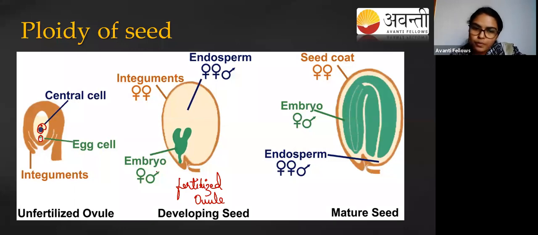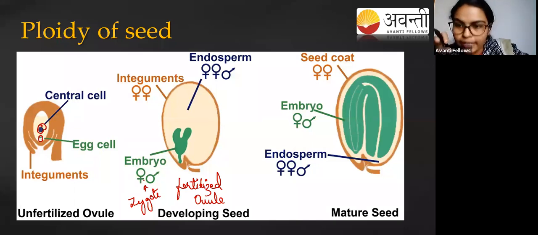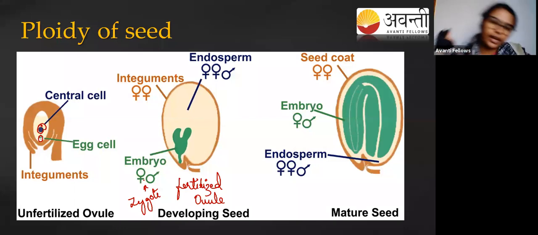So the embryo is obtained from what? Embryo is obtained from the zygote. So the zygote has the recombination of both male and female. Hence, the ploidy number is diploid. One chromosome is of the female and another chromosome is of the male. Okay, so this is the combination, that is diploid.